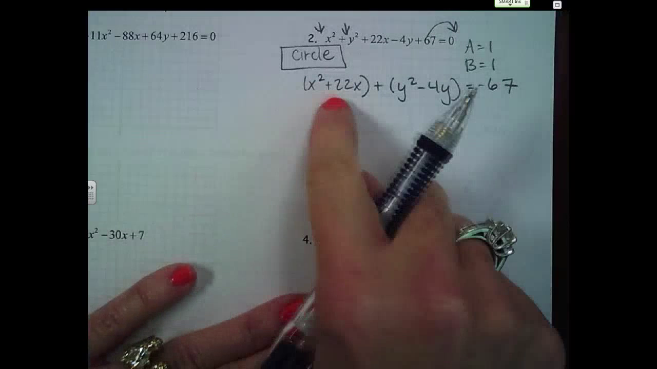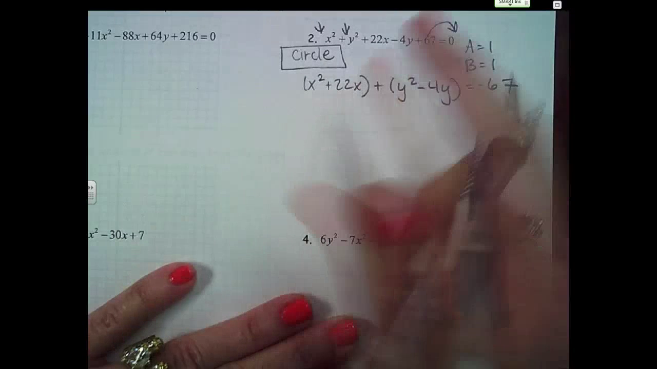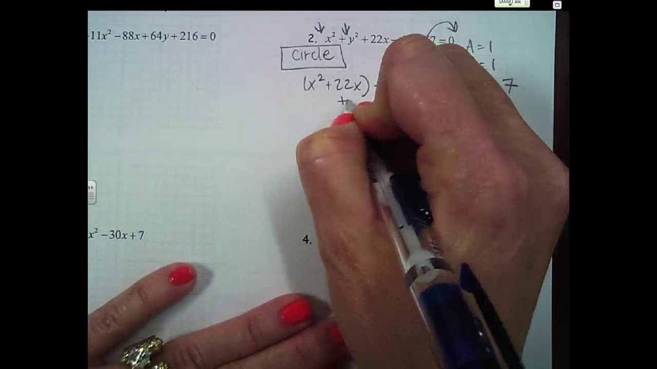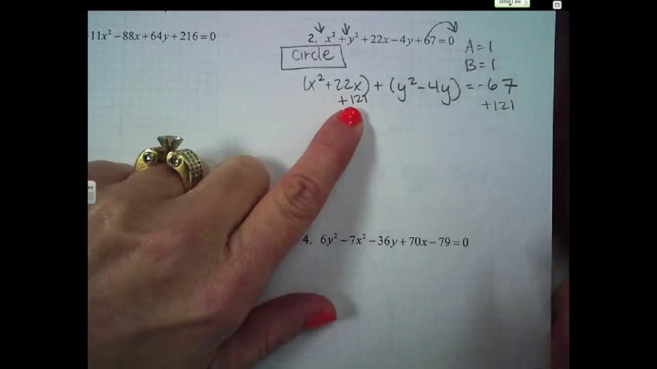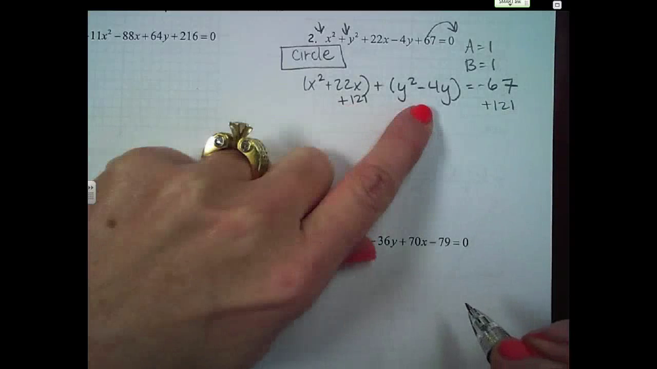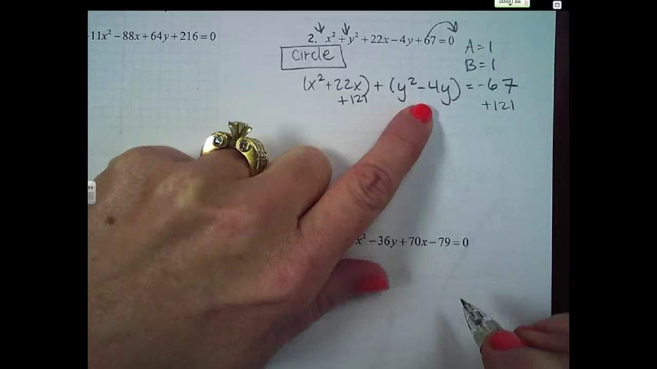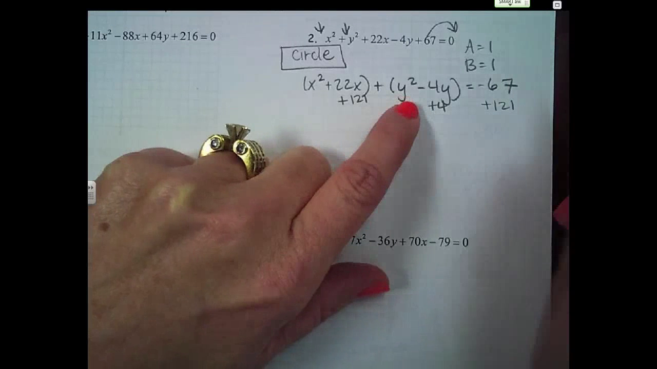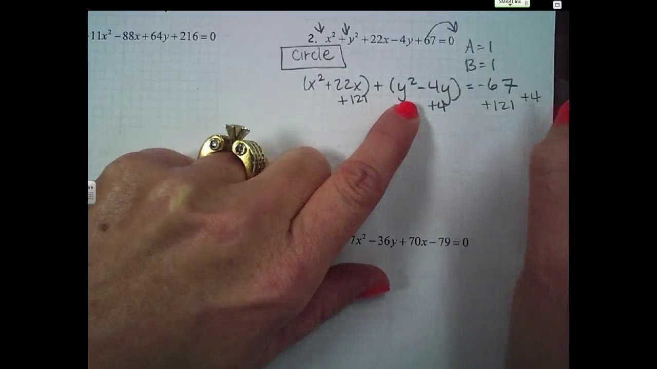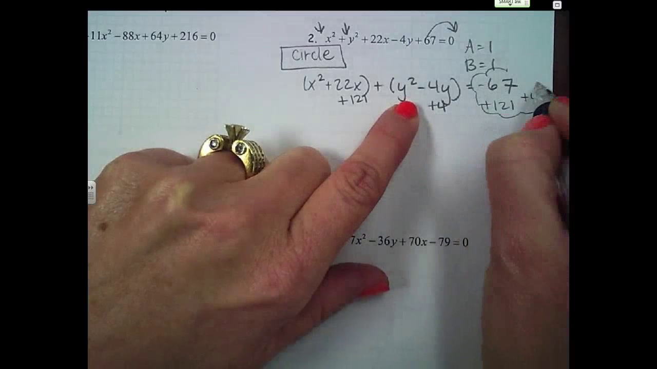Okay, now I'm going to complete the square. Half of 22 is 11, so we're going to square the 11 to give you 121. If you add 121 to this side, you add 121 to the other side. Now move to the y's. Half of a negative 4 is 2, so 2 squared is plus 4. So if you add 4 to this side, you have to add 4 to this side. So these numbers are going to have to be combined.